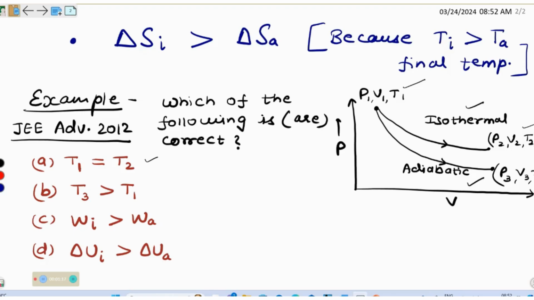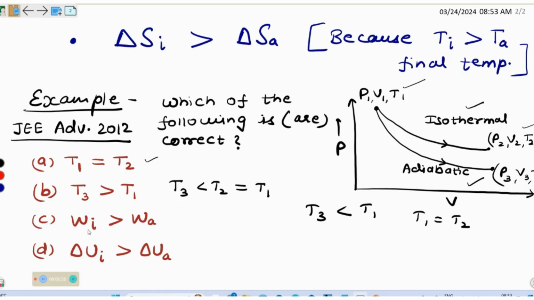Now, the second one is T3 is greater than T1. T3 is the final temperature of adiabatic expansion and T1 is the initial temperature. As I said, in adiabatic expansion, the temperature falls. That means T3 is less than T1, and T1 is equal to T2, right? So the second option is not correct. The correct relation is T3 is less than T2, and T2 is equal to T1.